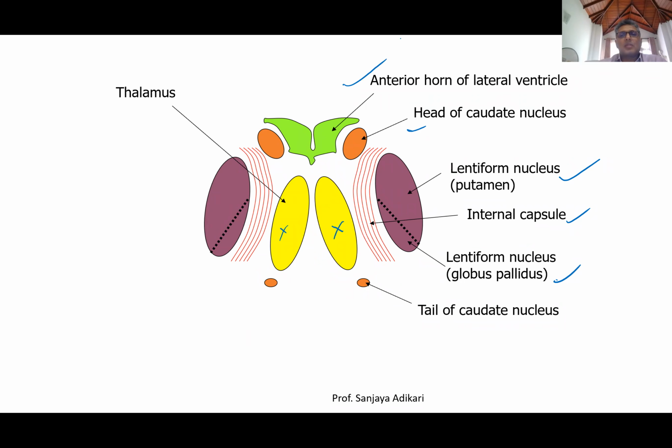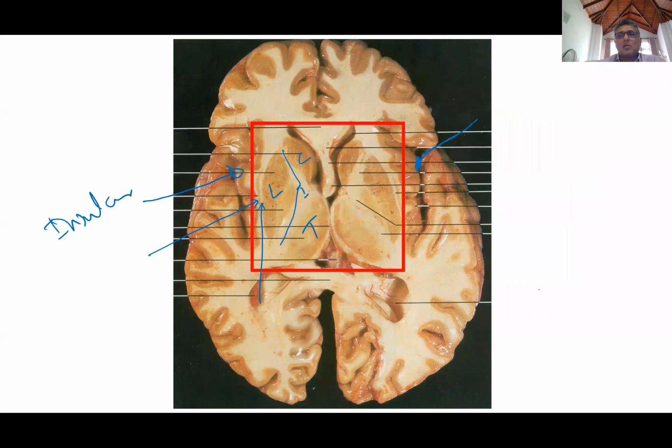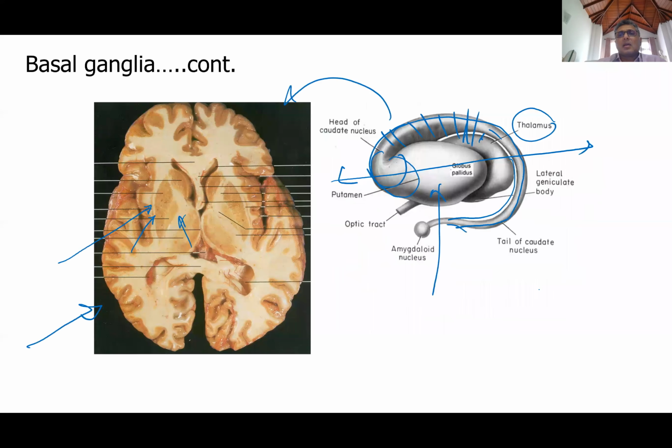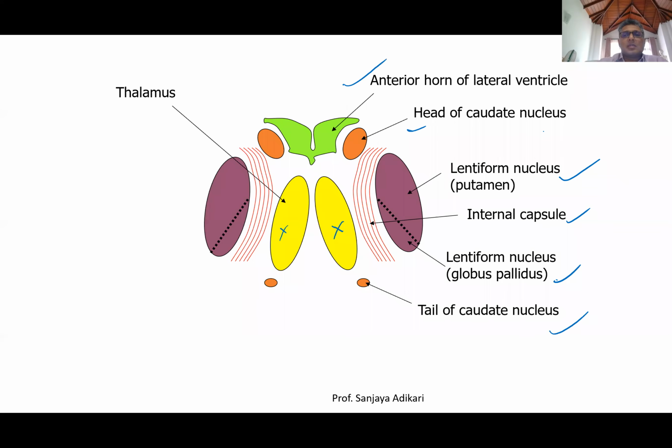So in this diagram, for the sake of completeness, I have drawn part of the tail of the caudate also. Because I said when you cut like this, you will cut through part of the tail also, somewhere behind. So this is the tail. Then this claustrum and external capsule, which I showed you. So this is another basal ganglion, the claustrum.